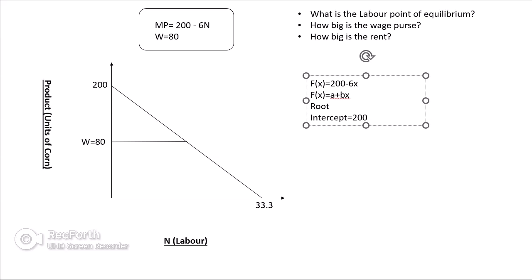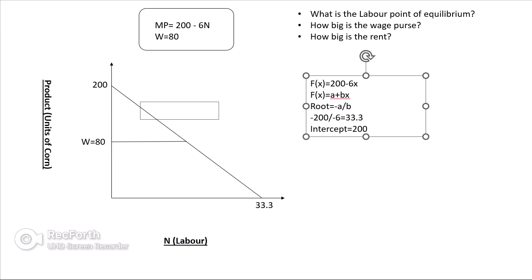And to find the root, we would have to go and do minus a over b, which is just the same as minus 200 over negative 6 for the labour, which would give us a value of 33.3, which is what we can see at this point here. So that's basically how we've drawn this Ricardian model.